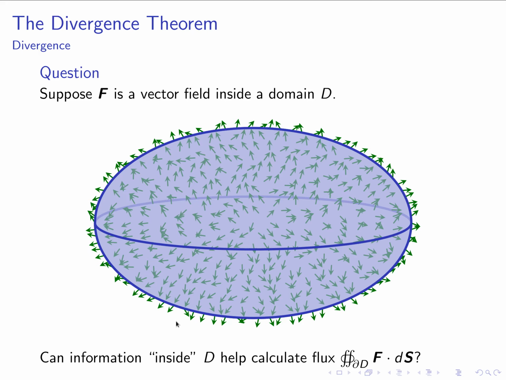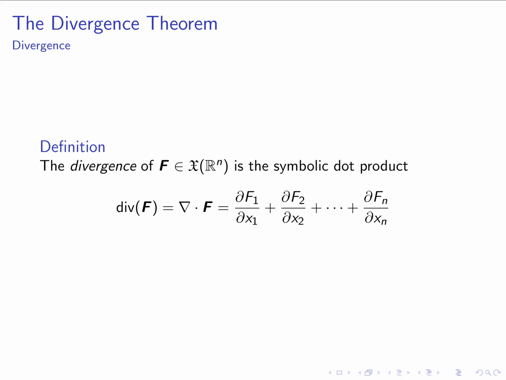The question we want to ask is whether or not information inside of the domain can help calculate the flux of this vector field over the boundary of this domain. In other words, can information inside of this domain help calculate the flux out of this domain? And the right tool for the job ends up being the divergence of a vector field.